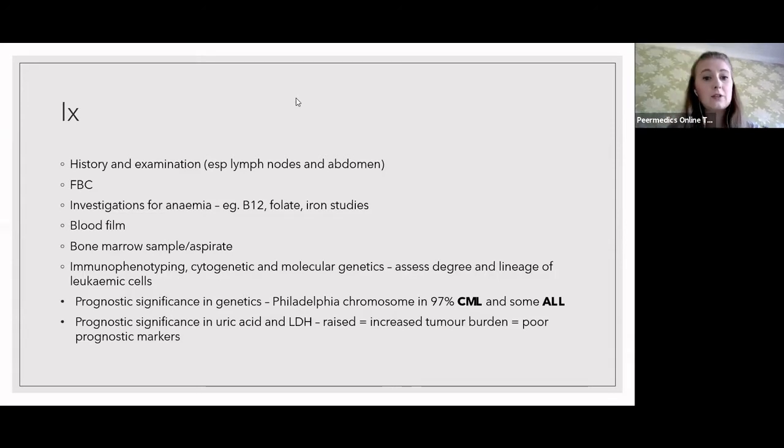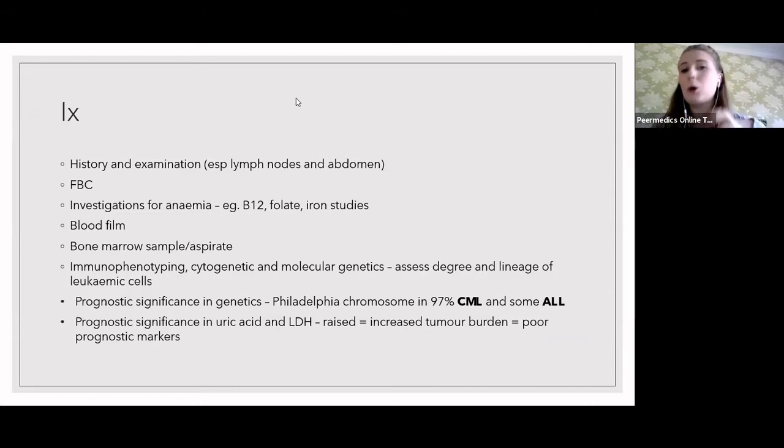But your investigations for anemia, you want to consider things like B12, folate, iron studies, just to rule out other causes if you're getting a vague presentation, because a lot of these cancers, as much as they have their key features, do present quite vaguely in reality. You just want to rule out that there's not something else going on as well. And sometimes, just because you've got one diagnosis, don't assume that there aren't other ones being masked by the results that you're seeing. Blood film and bone marrow aspirate are a must.